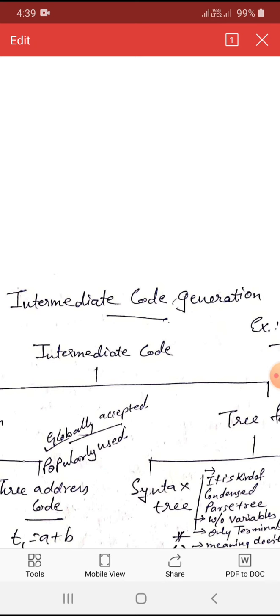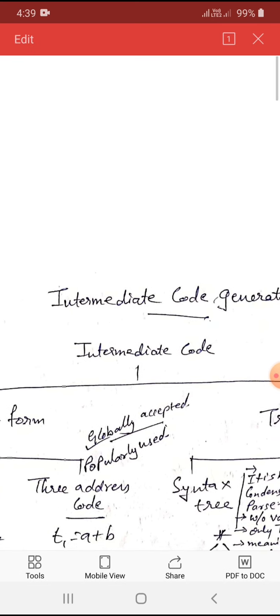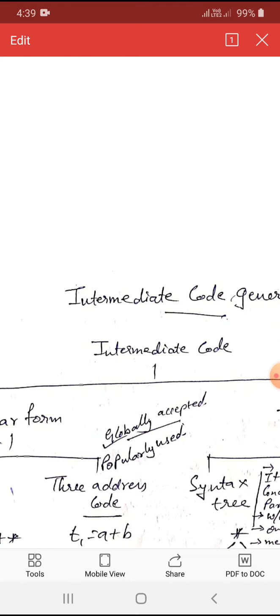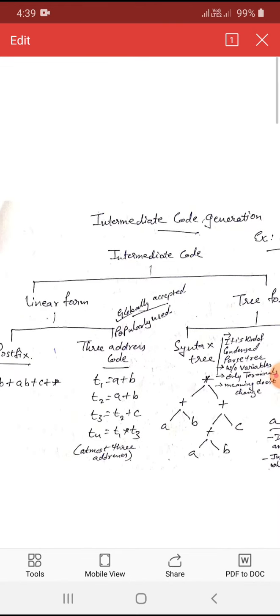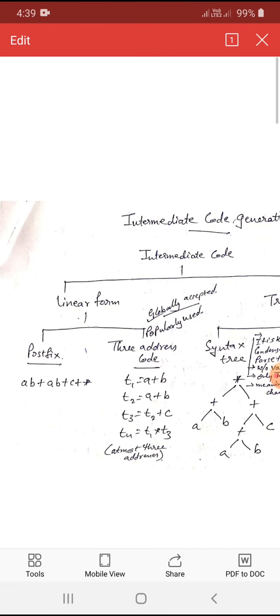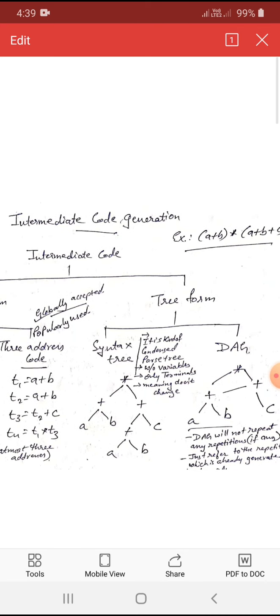Let us see intermediate code. Intermediate code will be of two parts. One is a linear form, another is tree form. In the linear form, there are examples which I have put up here. One is in the form of postfix notation, another is in the form of 3 address code. And when you look into the tree form, there is a syntax tree formation and a directed acyclic graph formation.